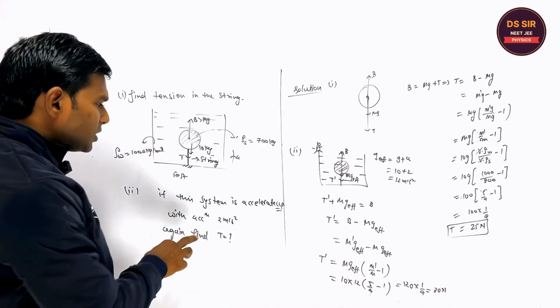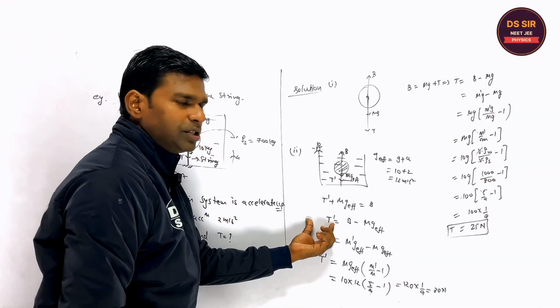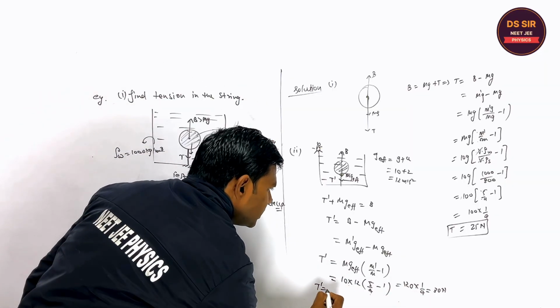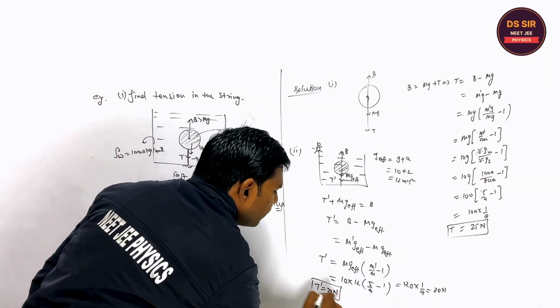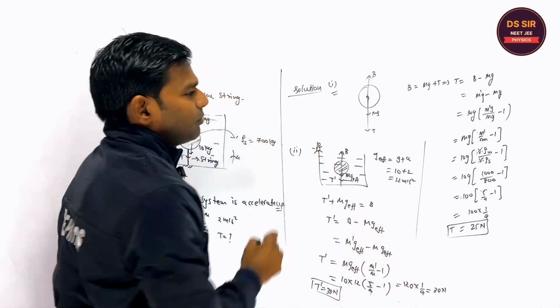Is it clear? So in this case, when it is accelerated up, only the G effective will be changed, and the tension in the string will be 30 Newton in the second case and 25 Newton in the first case. This is the first part, this is the second part.